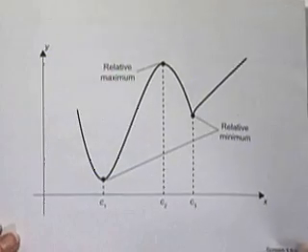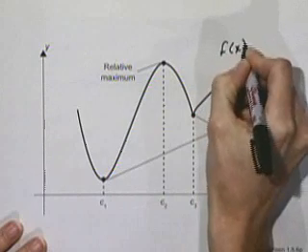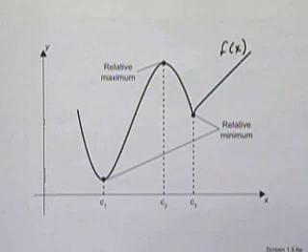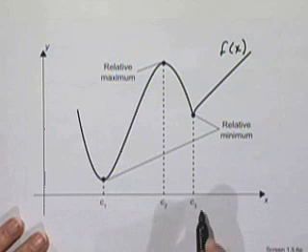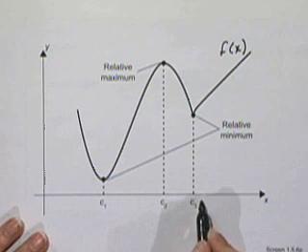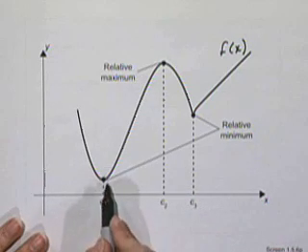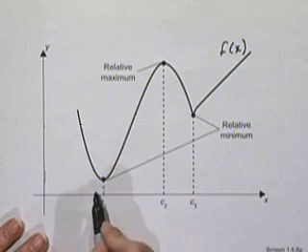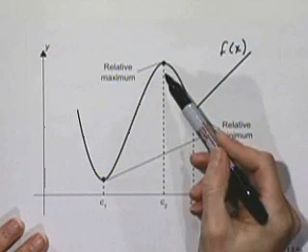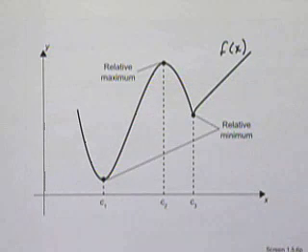So let's take a look at an example here. Here we have a graph of a function that we'll call f of x. f of c sub 1 and f of c sub 3 are relative minima, and each one is called a relative minimum. Together they're called relative minima because they represent low points on the graph. And f of c sub 2 is a relative maximum. Remember that relative maxima and minima are the y values of the relative maximum or minimum points on the graph.